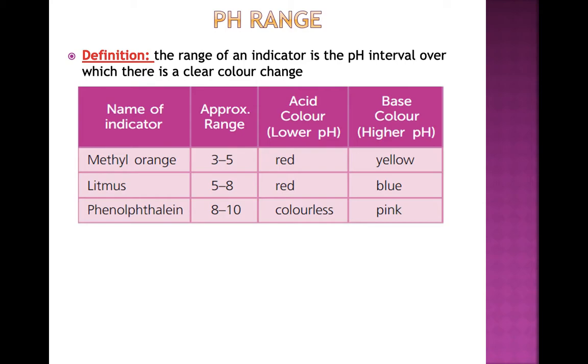So methyl orange then, its pH range is 3 to 5. If the pH is lower than 3, it is a red colour. And then if the pH is greater than 5, it's a yellow colour. So the pH change there is 3 to 5, and the colour change is red to yellow. Litmus has a pH range of 5 to 8, that's where it changes colour, and it goes from red to blue. And phenolphthalein then has a pH range of 8 to 10, and it goes from colourless to pink in that pH change.